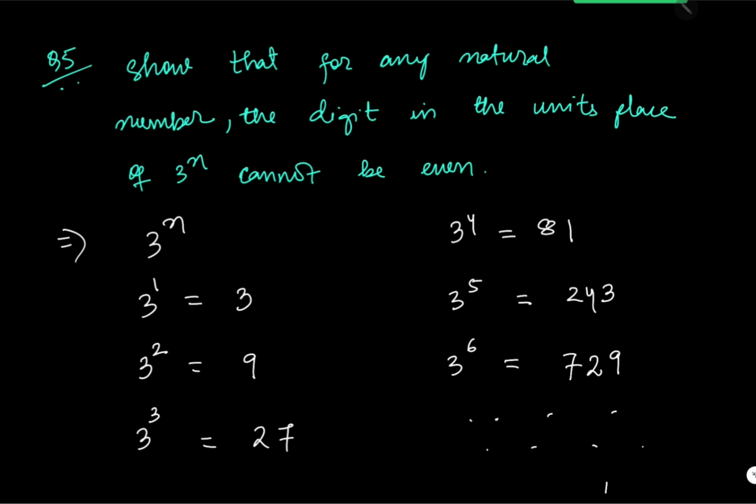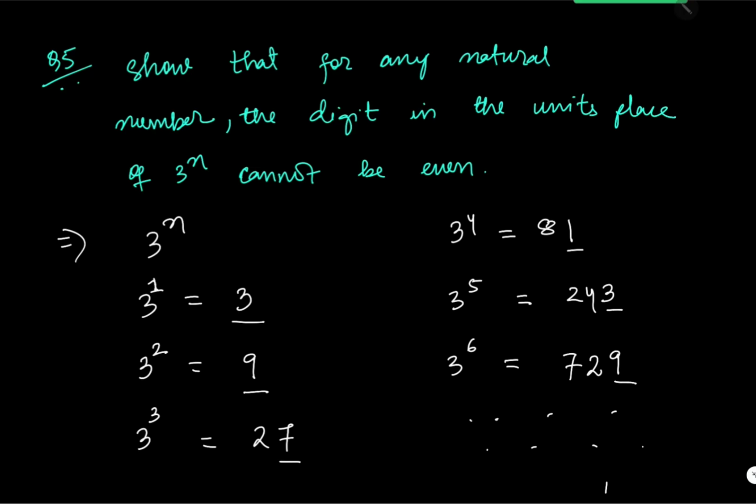Here, when n is equal to 1, I'm getting 3, and 3 is our units place over here. 9 is the unit digit. 7 is the unit digit. 1 is the unit digit. 3 is the unit digit. 9 is the unit digit.